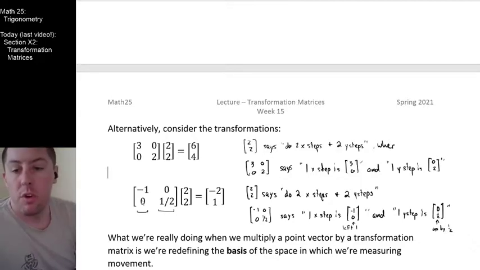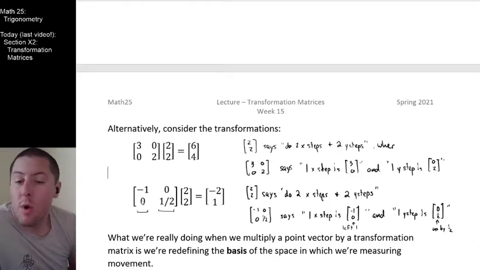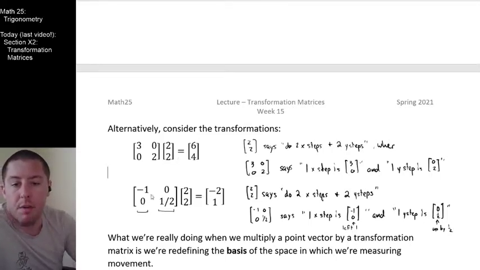Right? So we're really just redefining what we're saying one step in space looks like when we're multiplying by one of these transformation matrices here. The first column redefines what it means to move in the x direction, and this one redefines what it means to move in the y direction.